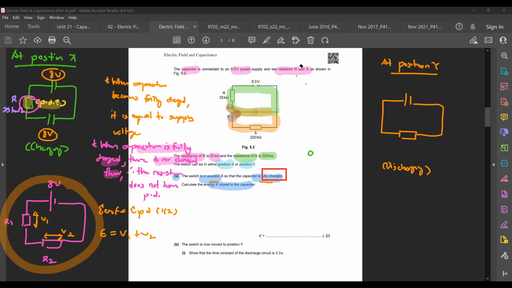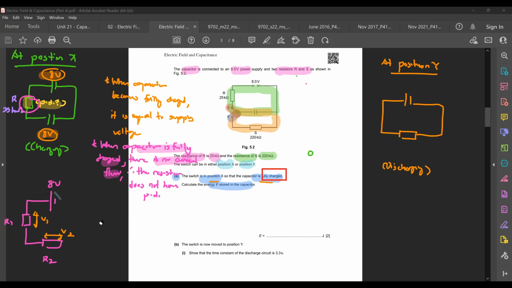So here it will be correct to just say that the PD across your capacitor is actually just going to be the same as your voltage supply. You're still following Kirchhoff's second law here. You did not break any laws here. So from there, you know that the PD across your capacitor is going to be 8 volts.